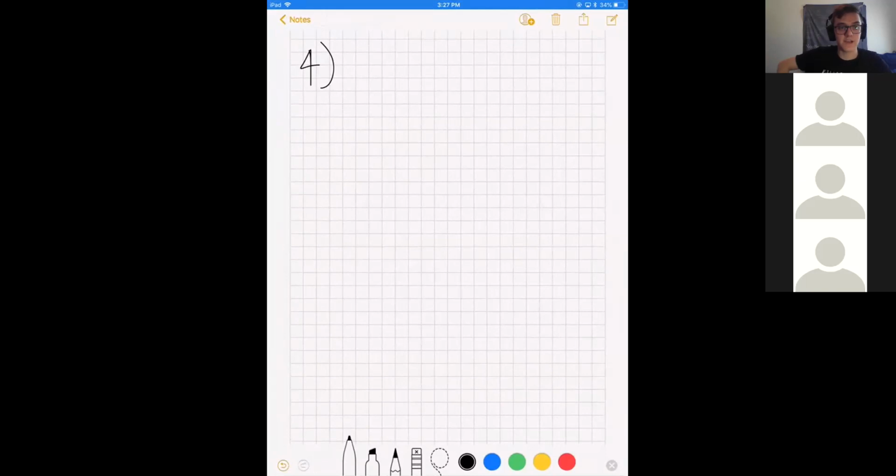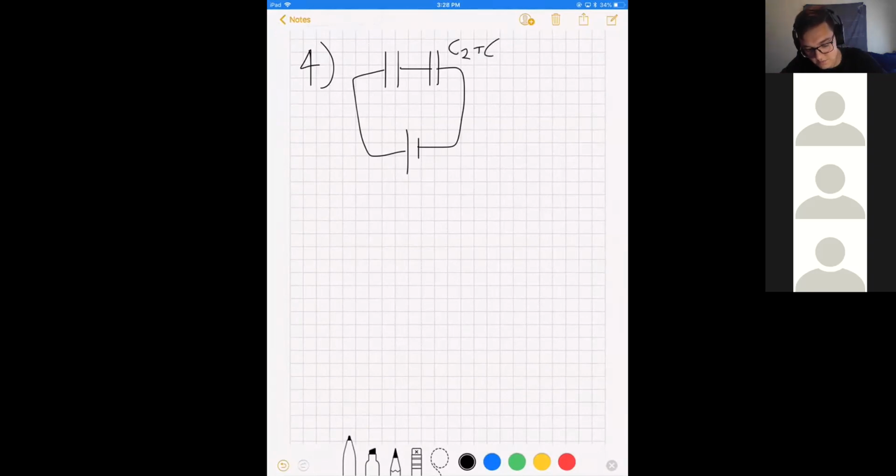First things first, I'm going to redraw the circuit in a slightly different but equivalent way. I want to fill out a battery, and then I have a capacitor here and a capacitor here. I'm going to collapse those parallel capacitors down into an equivalent capacitor, C2 plus C3. As they're in parallel, capacitors combine nicely: you just add them up. You've got C1 here and epsilon.